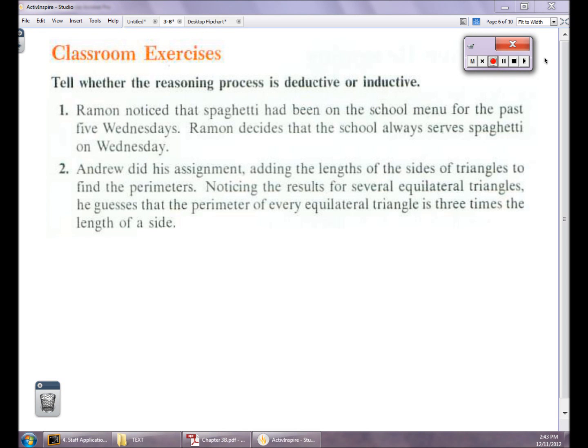Here are some classroom exercises that I would like you to copy down on your own and write the answers. For these two problems, please tell whether we're using inductive or deductive reasoning. You may have to hit pause to give yourself a moment to copy down the problems and come up with the answers.